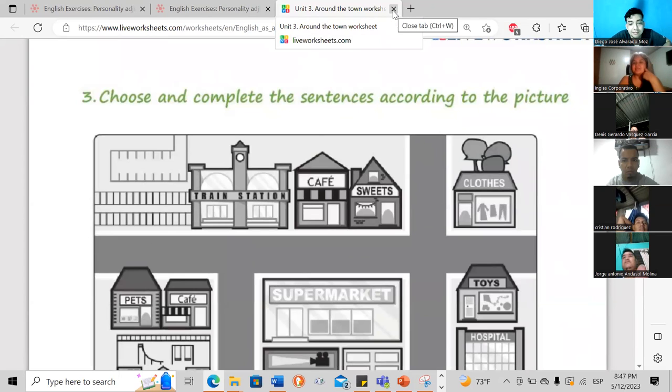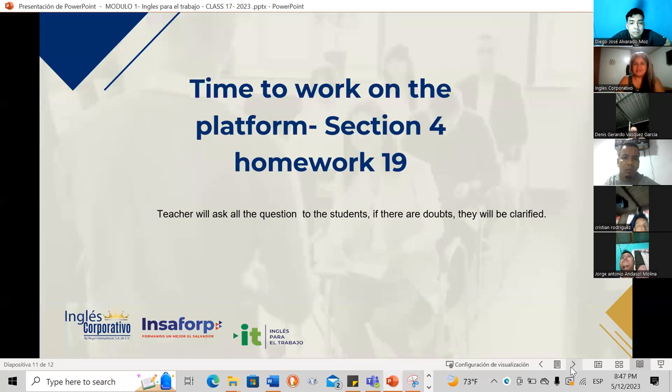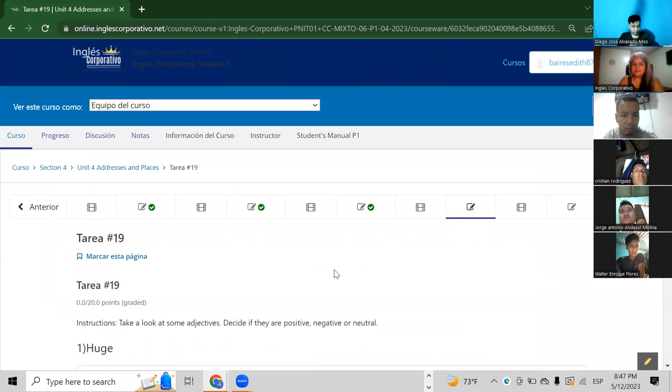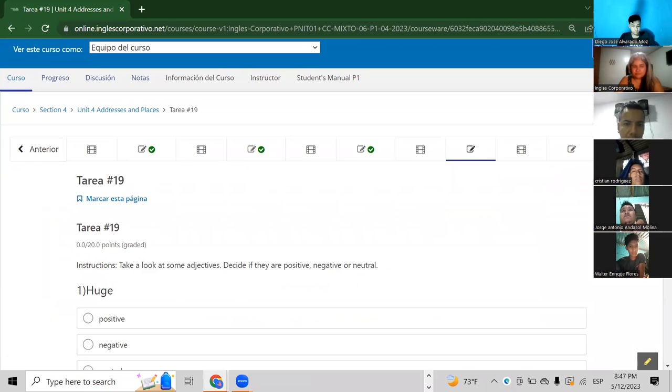Okay, good. So we're going to work now in homework. Vamos a trabajar en la tarea ahorita. And also we have the material. First, we're going to work in the homework. Primero en la tarea y después vemos si nos queda tiempo para el material, okay? Let's go to the homework 19. We are going to do the 19 and 20, para que solo nos quede el examen final para la otra semana, okay?